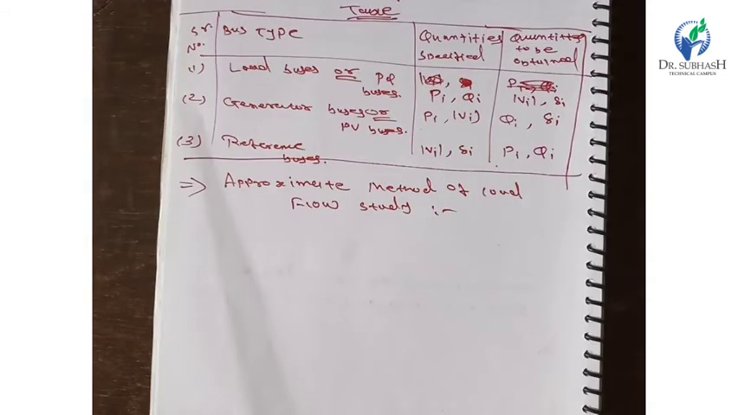Next topic is an approximate method for load flow studies. It is an approximate method that is fine for load flow. In the previous method, the bus classification depended on load buses, generator buses, and reference buses. It is an approximate method to find the load flow, where we find approximate values in the transmission, distribution, and generation network.